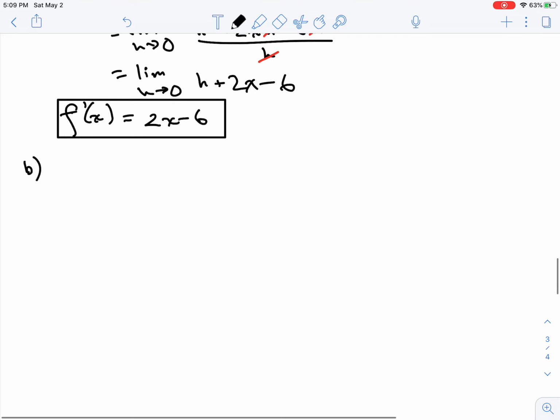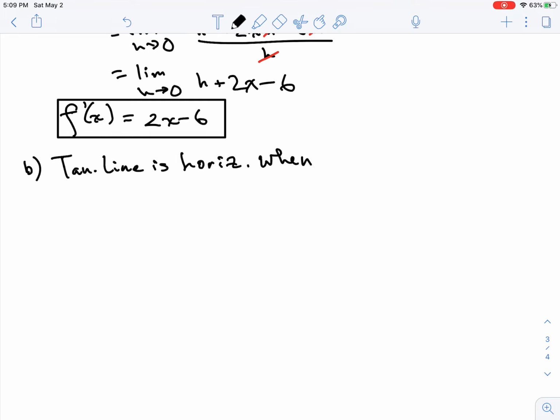So let's write that. The tangent line is horizontal when our derivative is equal to 0, right? So our tangent line is horizontal when the slope is 0, which means our derivative is equal to 0. So now that we have our derivative, we're just going to set our derivative equal to 0, 2x minus 6. And so just solving this.